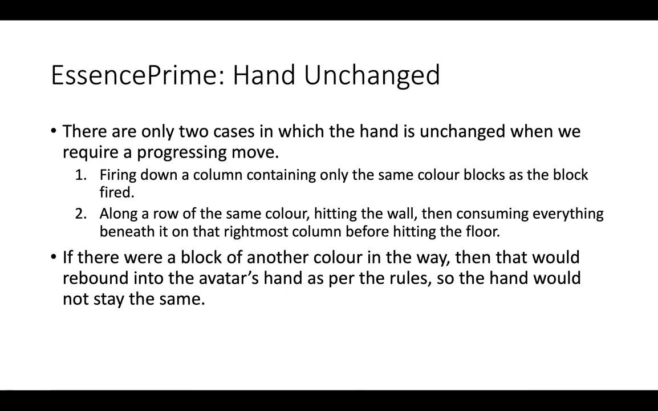We're going to look first at the hand unchanged case, and this itself is split into two different cases, which are relatively straightforward. If we require that a move does something useful, then these are our two options. Either we're going to fire down a column containing only the same color blocks as the block fired, in which case the block will hit the floor, and that same colored block will get back into the hand, or we're going to fire along a row, all of the same color or empty, hitting the wall, then consuming everything beneath it on that rightmost column before hitting the floor and ending up back in our hand. So two fairly restricted cases.